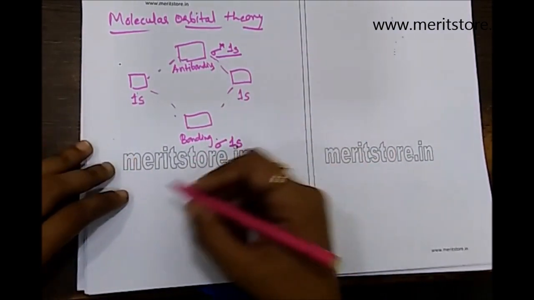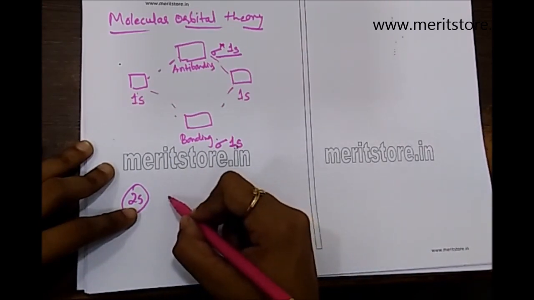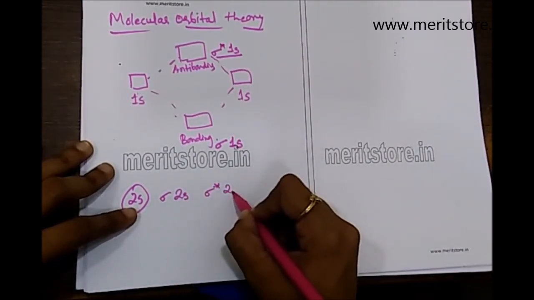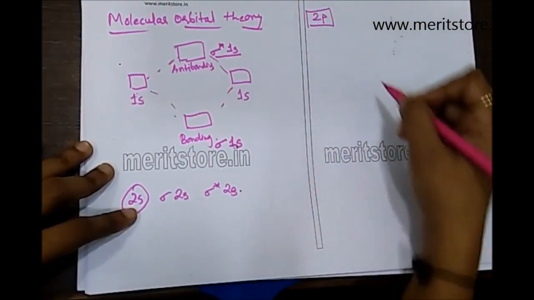Now the 2s orbitals will also combine, since it is also head-on overlap only. So we are going to get sigma 2s and sigma star 2s. When I talk about the 2p, we have 3 different orbitals.